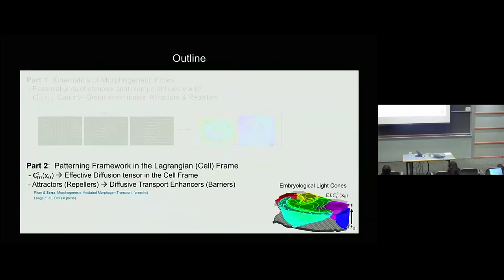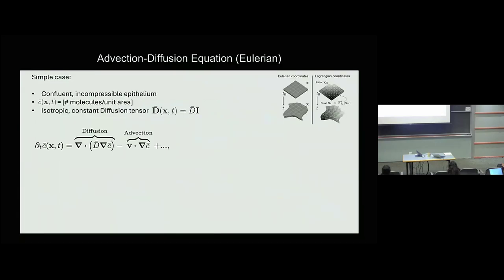Okay, so now what I want to do, I want to show that whenever we rewrite these equations in Lagrangian coordinate, the advection, reaction, diffusion equation in Lagrangian coordinate, this tensor that we use pops up naturally. Okay? So assume now the simplest case, I have a confluent incompressible epithelium. I have a concentration, C bar, number of molecules per unit area, and I assume basically constant isotropic diffusion. Okay? So I have an advection diffusion equation plus other terms. You can put sources, sinks, and other processes.